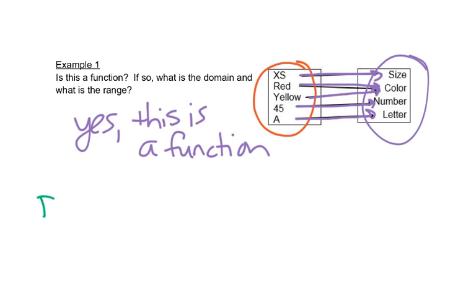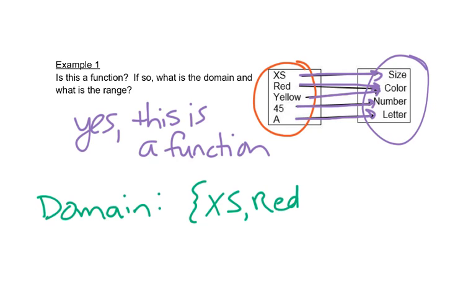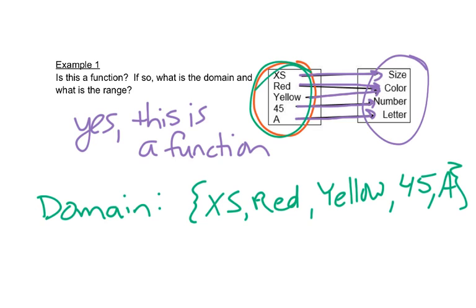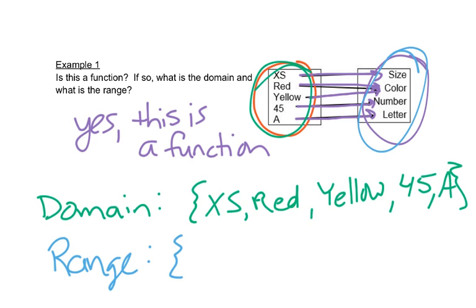So what's the domain? The domain are the elements that are in the first set. So we'd say the domain is in a set, so that's the squirrely brace, it's called. We would just list those items or those elements. So this is the domain. This over here where it goes to is the range. Again, the range is a set, so we have our brace, and then we would just list those elements.